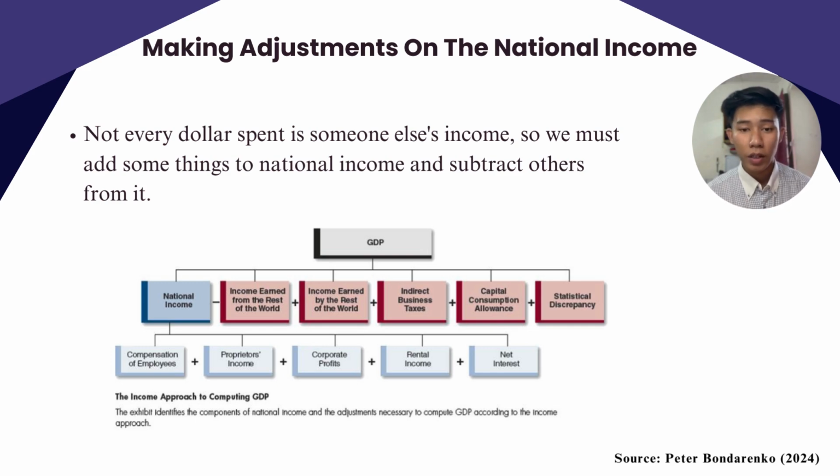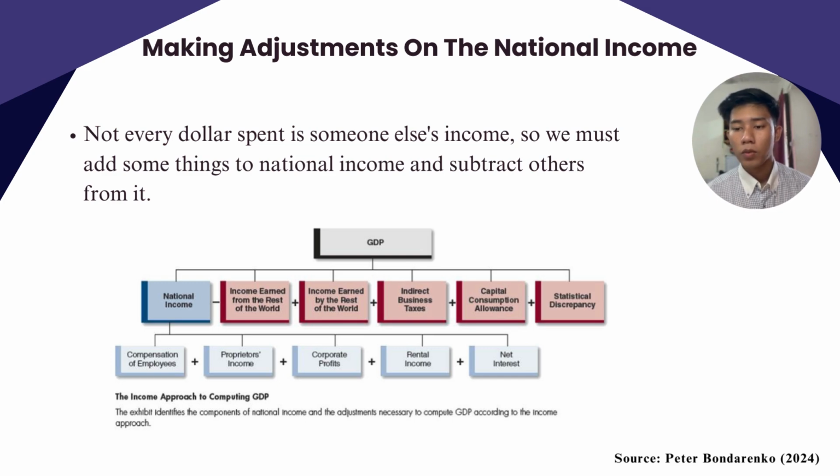Okay, we move on to the next one, which is making adjustment on the national income. Not every dollar spent is someone else's income, so we must add some things to the national income and also subtract others from it. So from the mind map here, I want you guys to just focus on the red one because the other items we already learned before.